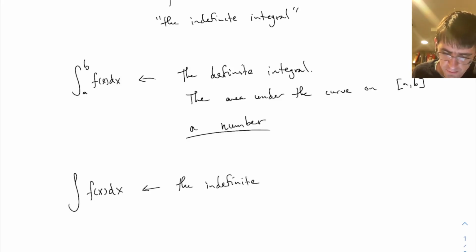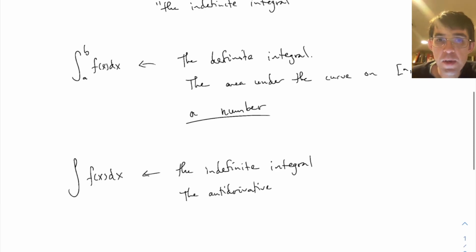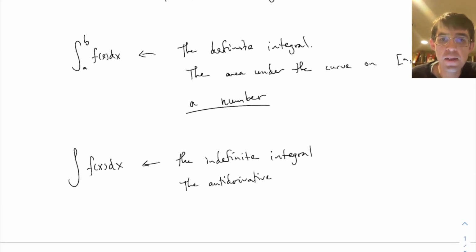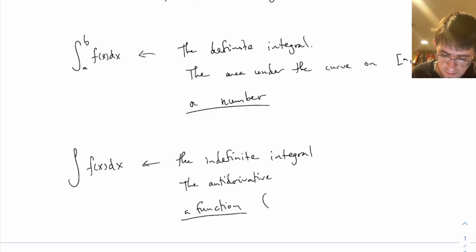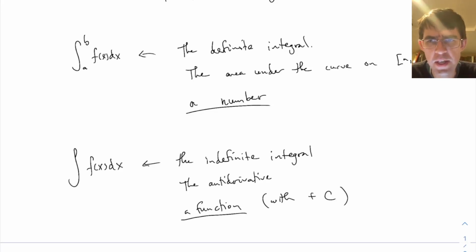The indefinite integral, and it is the antiderivative. It's totally different from the definite integral, which represents an area. The indefinite integral is an antiderivative, and it's not a number, it's a function, right? It's a function with a plus c in it. So it's not even technically a specific function. It's a function which has some undetermined constant as part of it. All right. So this is the definite integral versus the indefinite integral.